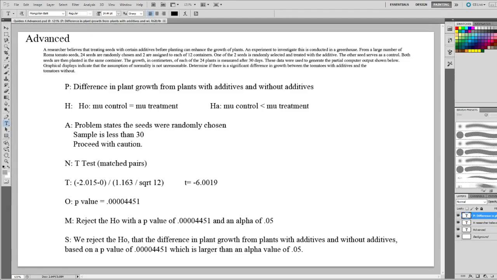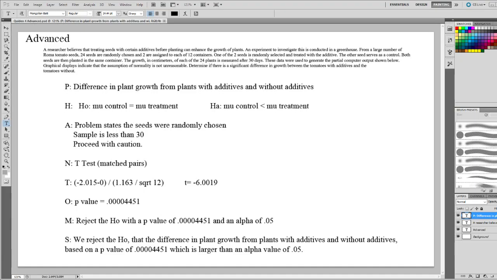Alright, this is the Quiz 4, Chapter 9 to 11 Advanced question. In this question, we have to find if there is a significant difference in growth between the tomatoes with additives and the tomatoes without. To find any significant difference, we must use PHANTOMS.